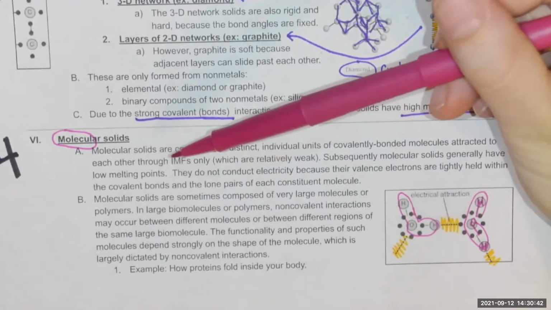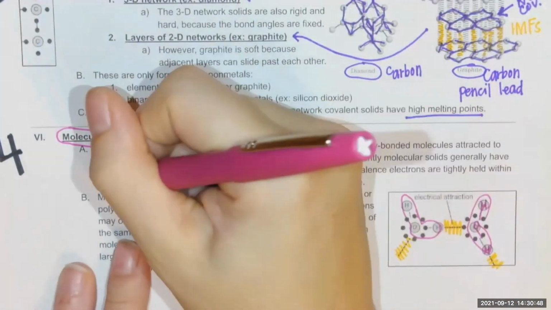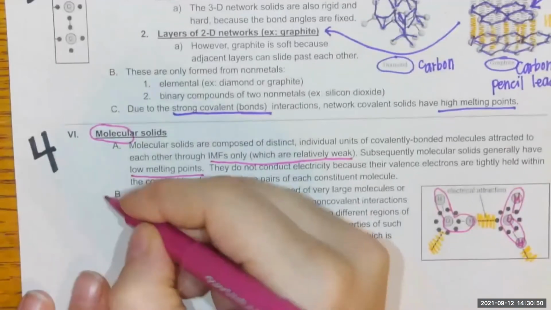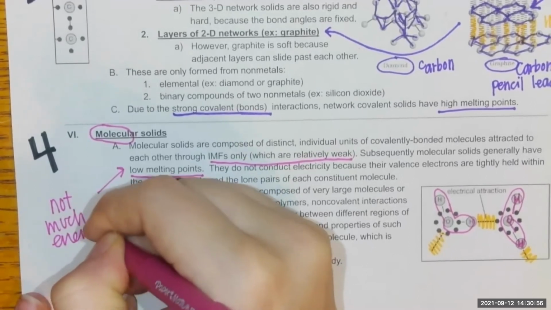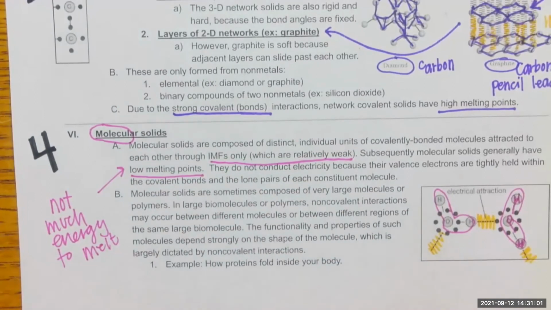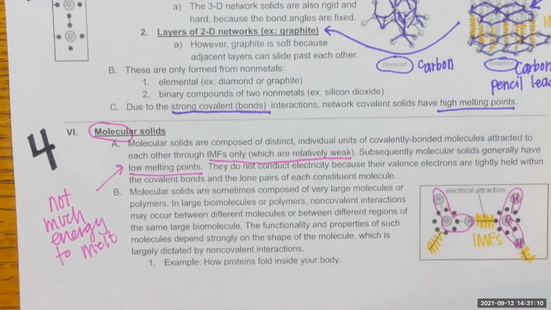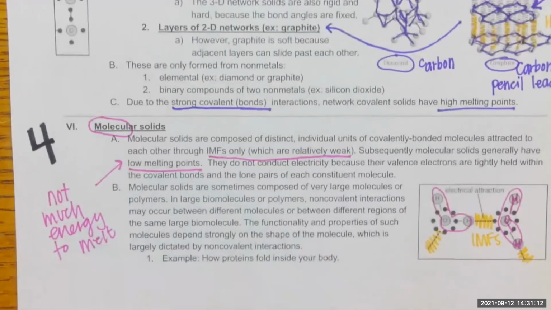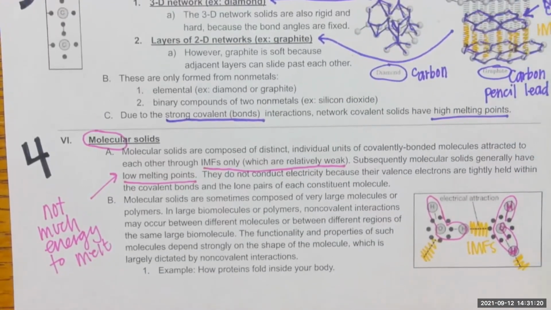They're attracted through IMFs only, which are relatively weak. Subsequently, you're going to have low melting points. It does not take very much energy to melt this type of solid, because you're just overcoming the IMFs there. So there you go. You can read the rest if you want, but I'm not super concerned with this one. So those are the 4 types of crystalline solids.